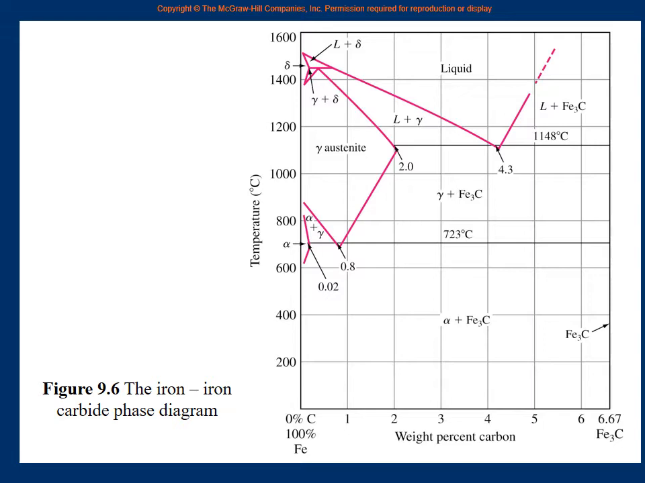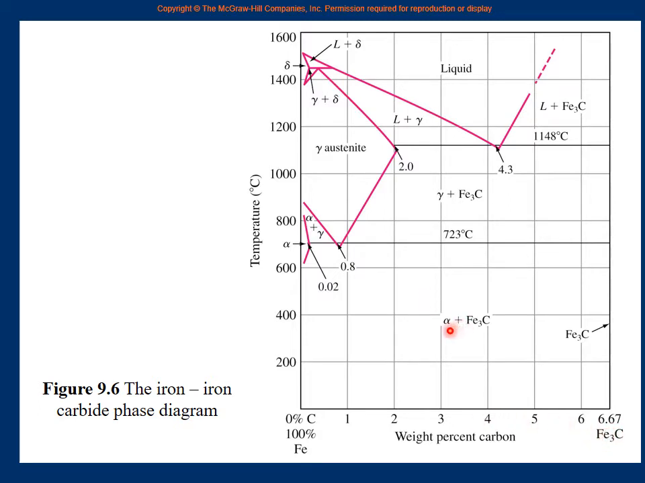If you look at the vertical axis and the horizontal axis, it is a standard phase diagram. Vertical axis is temperature in degrees Celsius and horizontal axis is the composition in weight percent of carbon, right? And if you see, we have 100% iron here, right? But here we don't have carbon, we have iron carbide. This iron carbide is also called cementite.